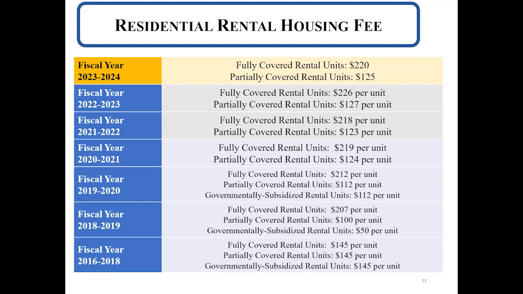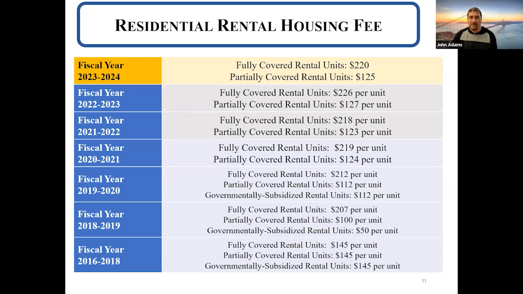This year we have two tiers or two levels of fees. One for partially covered units, which this year is $125 for the year, and one for fully covered units, which is $220.